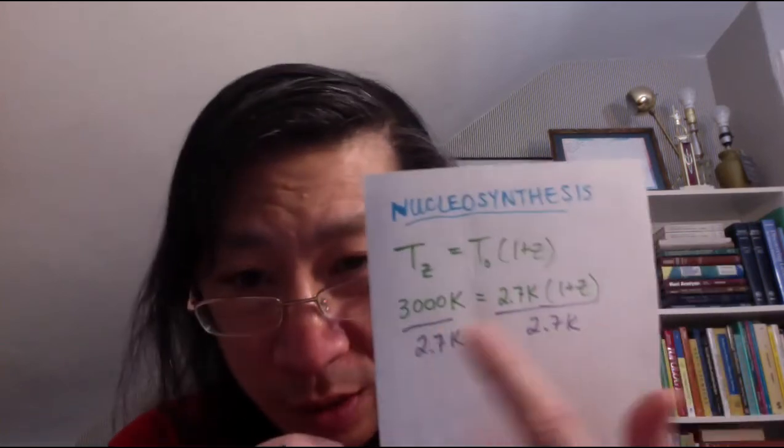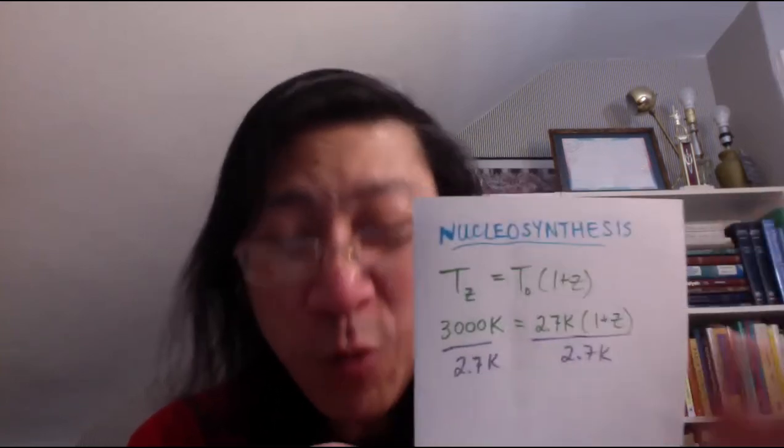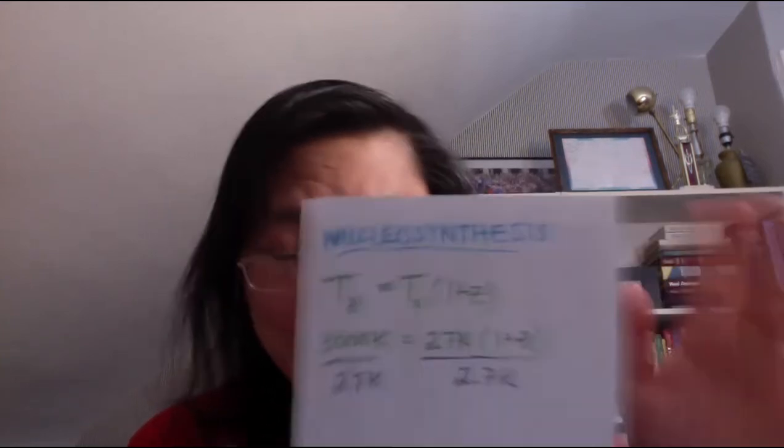So why don't I just do a quick division? I'll divide both sides by 2.7 Kelvin. I'll use a different pen color so that we can see how that's working out. So then, what is 3000 divided by 2.7? It's about 1111, but I don't want to be that exact, so I'm just going to round. About 1100 equals 1 plus Z.